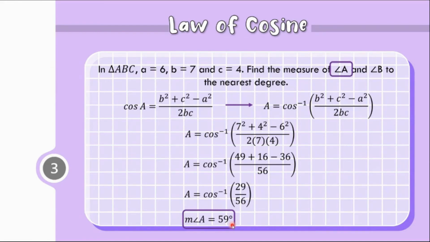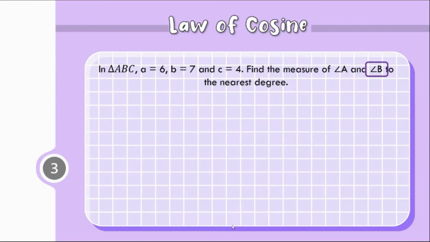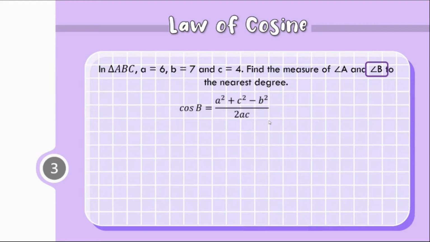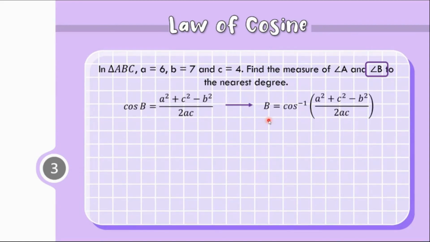This time, let us find the measure of angle B. Since we are asked to find the measure of angle B, then our equation will be cosine B is equal to A squared plus C squared minus B squared over 2AC, in which the measure of angle B can be solved using arc cosine of A squared plus C squared minus B squared over 2AC.